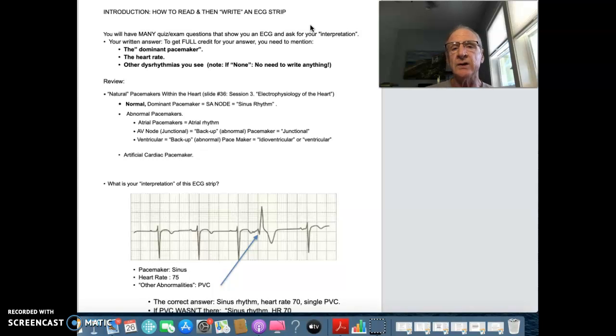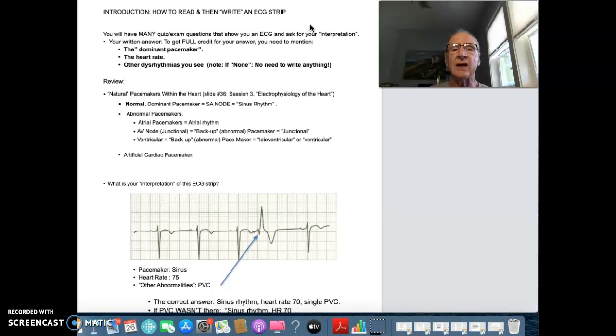The reason it's important is because you will find that many of your questions in quizzes, midterm, final, we're going to show you an ECG strip and we're going to ask for your interpretation. In order to get full credit for your answer, you're going to need to look at three things. One, what is the dominant pacemaker? Two, what is the heart rate? And three, do you see any other abnormalities on that strip, like another type of dysrhythmia? So that in general is what we're going to be looking at multiple times.